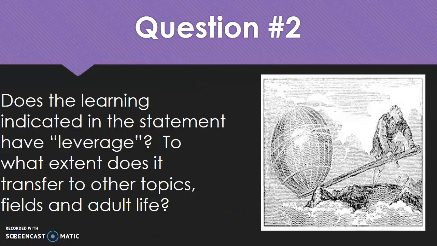The next question we need to ask ourselves about the learning statements on our deconstruction would be, does the learning indicated in the statement have leverage? To what extent does it transfer to other topics, fields, and adult life? Excellent examples of learning statements that would respond to this criteria are Tier 2 vocabulary, such as comparison, explanation, verify, claim, analyze. These are terms that students will see over and over again in a variety of classes, and they need to not only be able to define these terms, but to use them. And so we could say Tier 2 academic vocabulary would certainly have leverage.